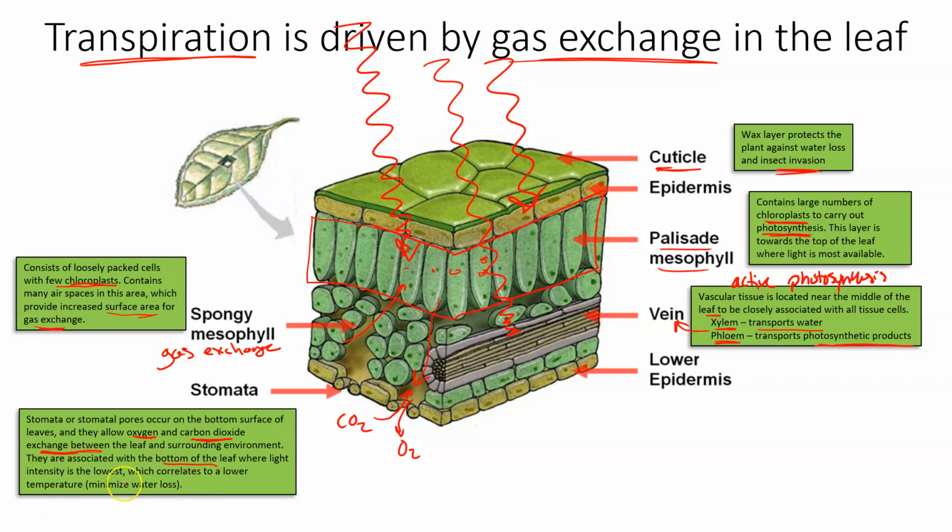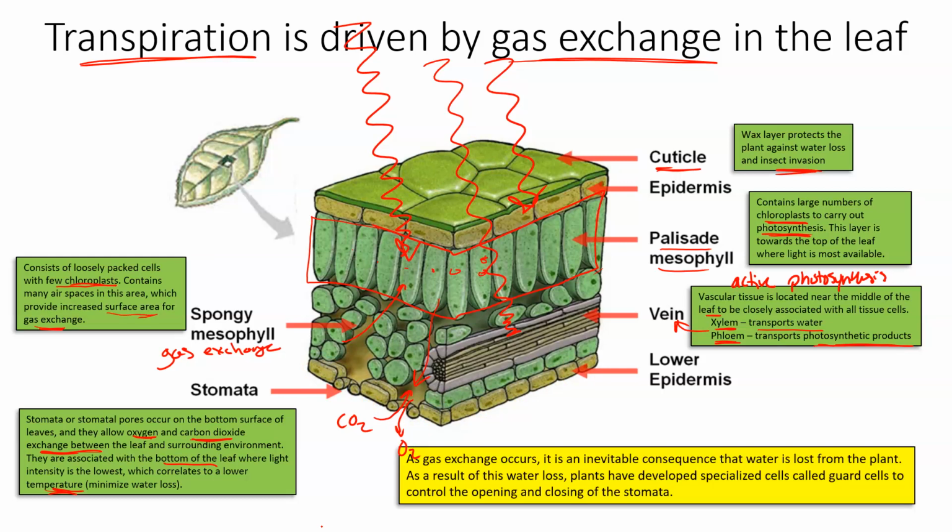And so it correlates to a lower temperature because it is not heating up due to light exposure, and it is also not exposed to as high or as intense of UV radiation. Okay, this is kind of the protected layer or protected side of the leaf. This is the exposed side of the leaf.